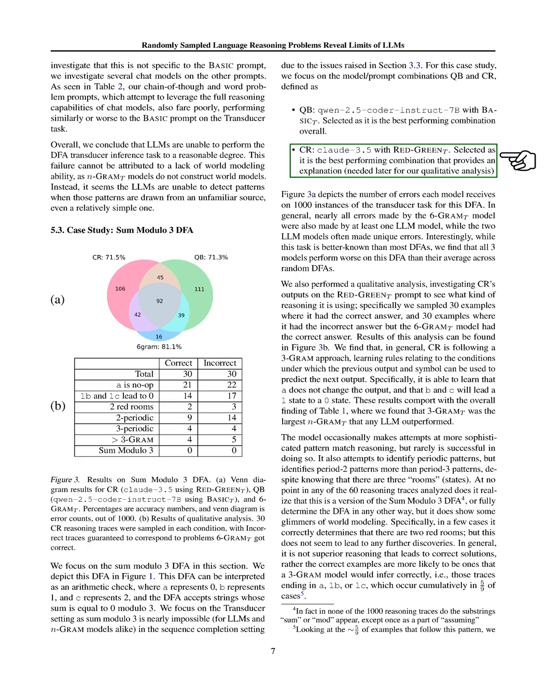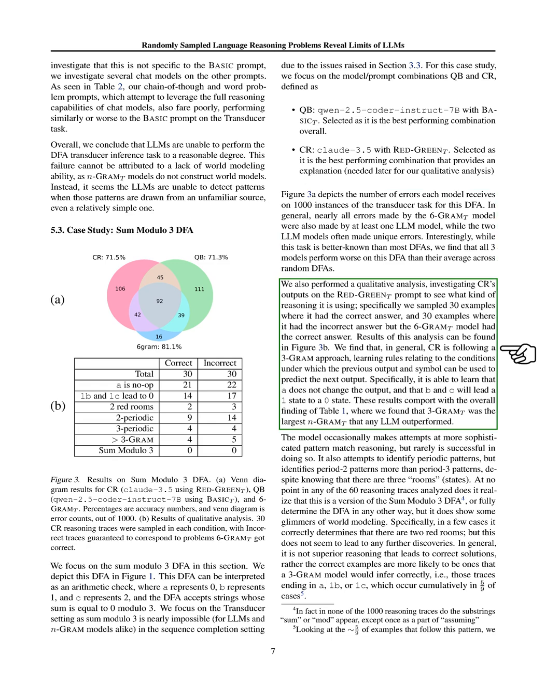We analyze two model prompt combinations, QB, which is the best overall performer, and CR, which is the best at providing explanations for our qualitative analysis. We present the number of errors each model makes on 1,000 instances of the transducer task for this DFA. We find that nearly all errors made by the 6-gram model were also made by at least one LLM, while the LLMs often made unique errors. Surprisingly, despite this task being better known than most DFAs, all three models perform worse on it than their average across random DFAs. We also conduct a qualitative analysis of CR's outputs on the red-green prompt to understand its reasoning.